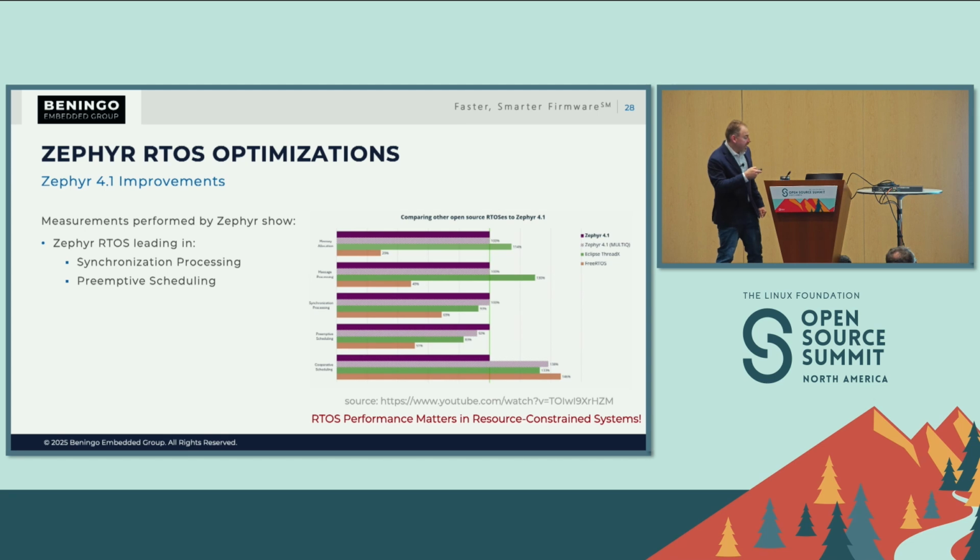You can see here that with the improvements, Zephyr now in many cases has exceeded a lot of the other open source RTOSs that are out there, right? And maybe there's some areas where they're close, but for the most part, there's a lot of improvements that have been made there. And so you might be wondering, okay, this is great. What else can I do?